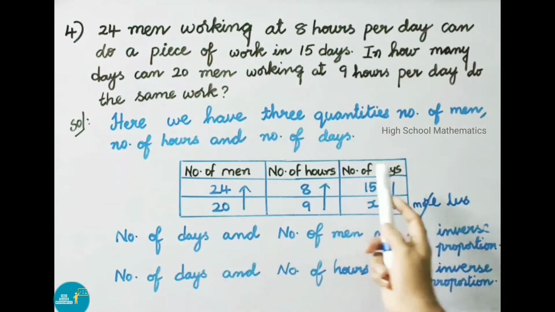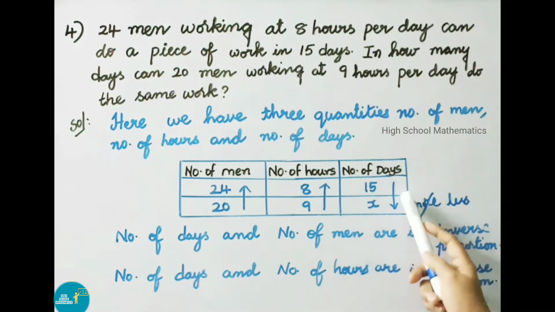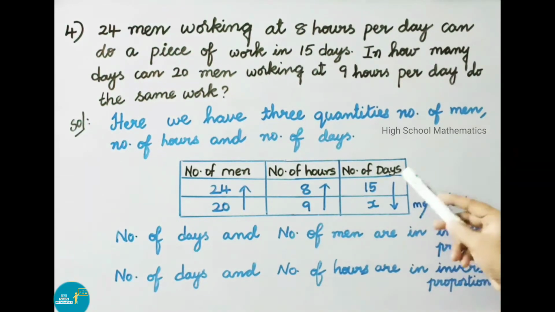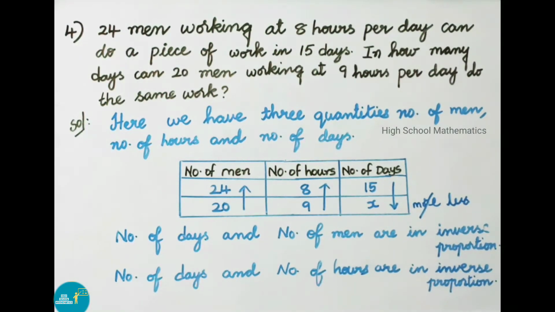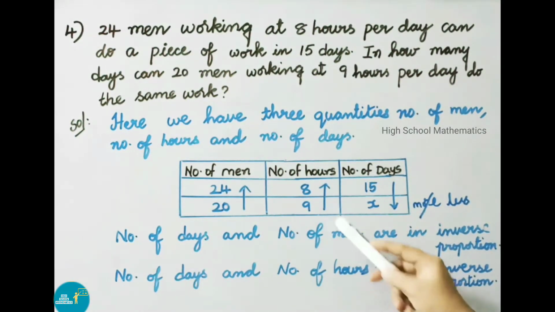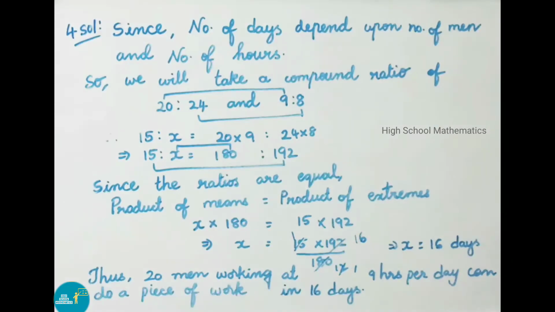So we have written number of days and number of men are in inverse proportion. Next, number of days and number of hours are in inverse proportion. Since number of days depends upon both number of men and number of hours, we have to find compound ratio for these both quantities. That is 20:24 and 9:8 based on these arrows. That we must equate with the ratio of number of days, that is 15:x. Let us see the calculation now.